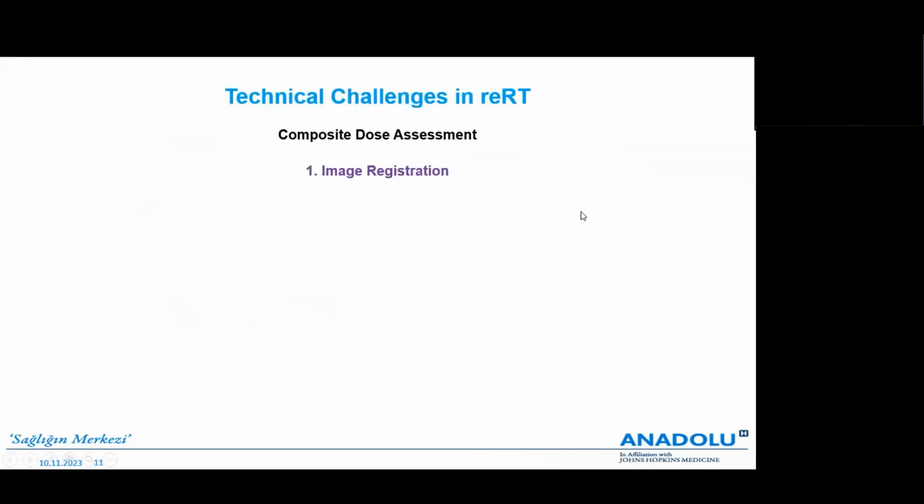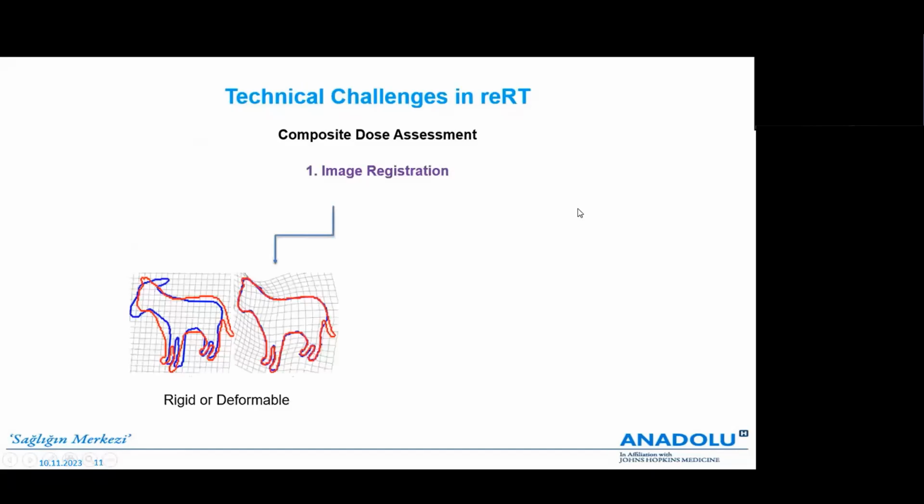I think the first thing is image registration. There are two important subjects in the image registration. Do we use rigid or deformable registration for both sides? Some people are using rigid and some people are using deformable. Sometimes deforming the images is a problem because the anatomy is completely changing. So we should understand case by case, or maybe side by side, which kind of registration we will do.